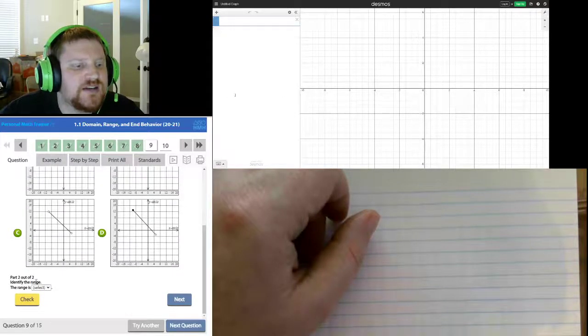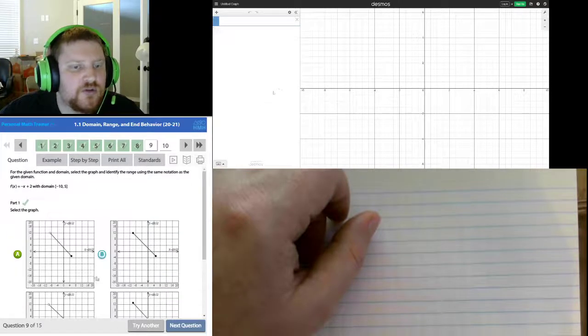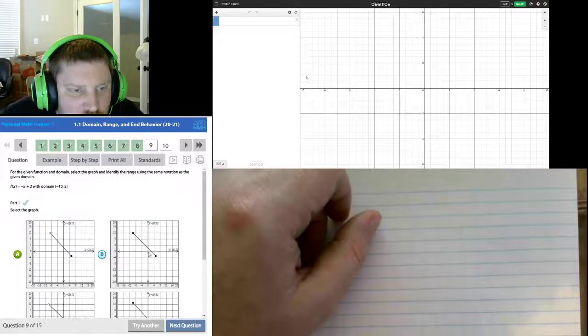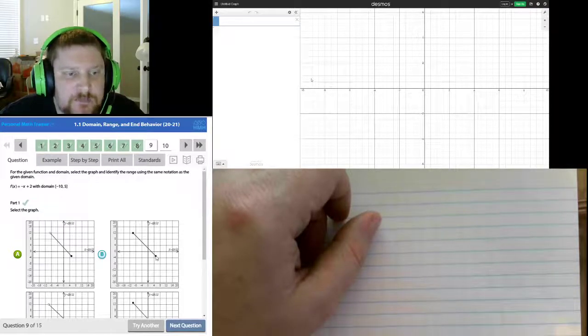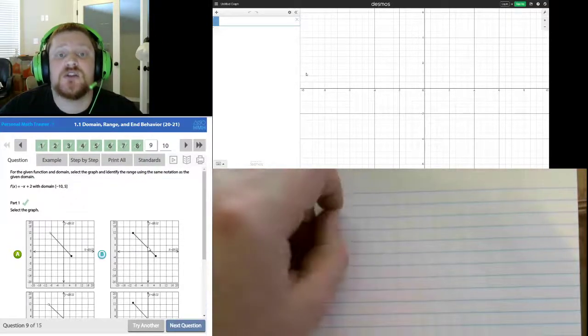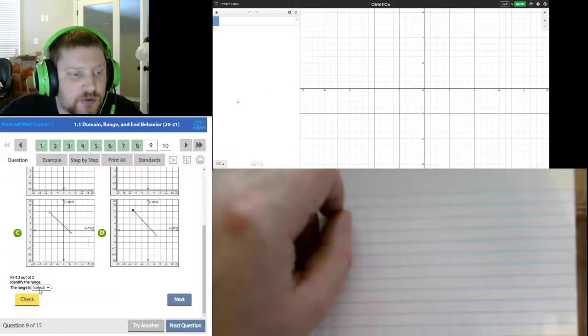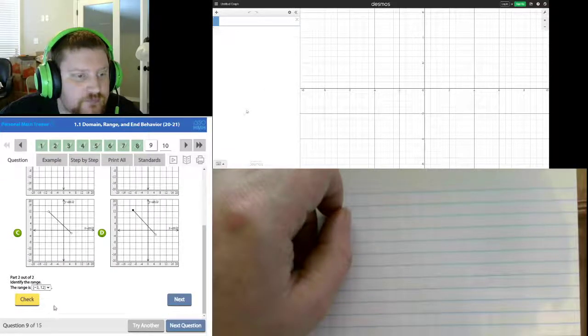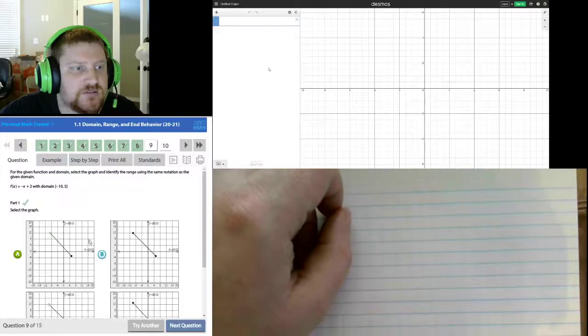Part 2, identify the range. The range, if we're looking at this, the lowest it goes, it appears to be not quite -4, but it's not halfway, which would be 2. So this looks like -3 to me. And it goes all the way up to 12. So we've got -3 to 12. Again, closed dots on both sides, so closed brackets on both sides. Check it.